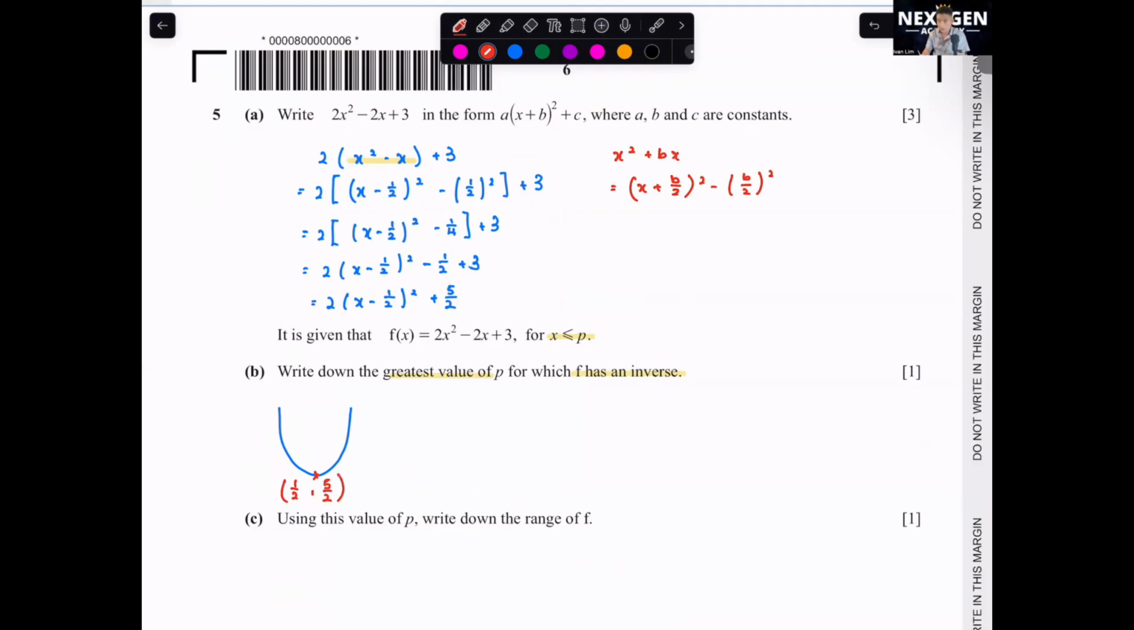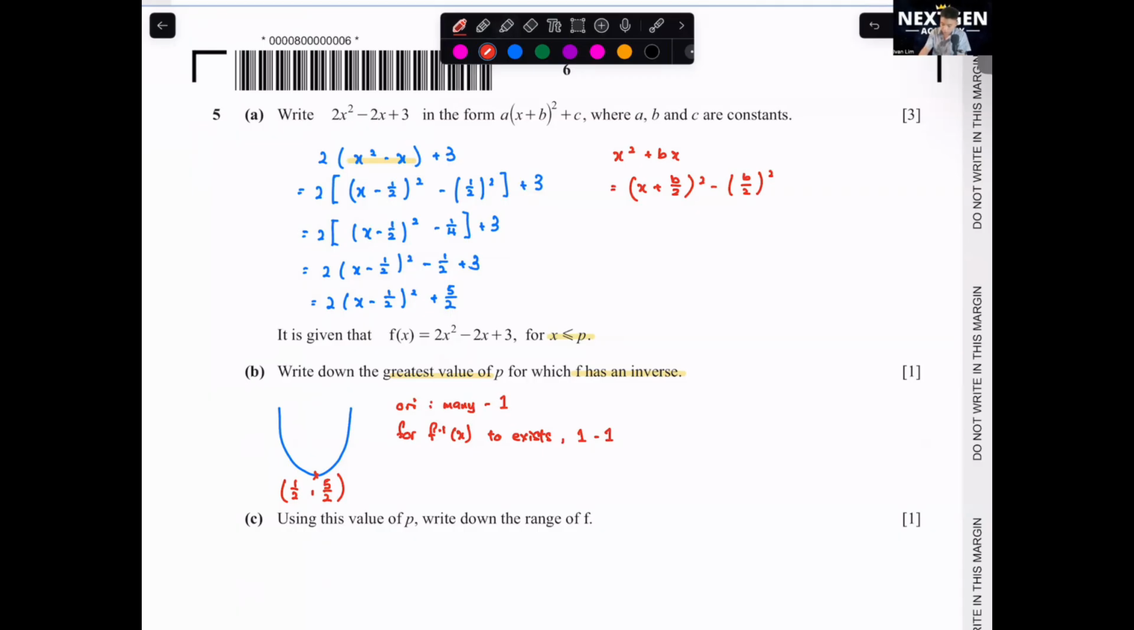Okay, originally, this is a many to one relationship. A many to one relationship doesn't have an inverse because the inverse of it is one to many, which is not a function. So we need to change a many to one to a one to one relationship. So for f inverse to exist, we need to make it a one to one relationship.